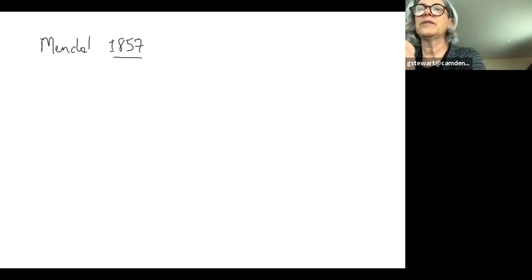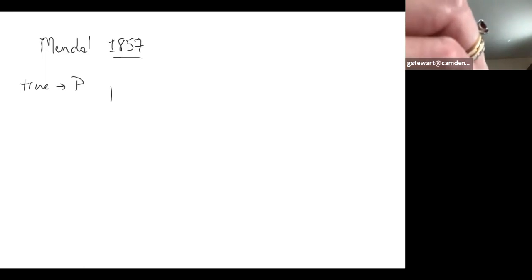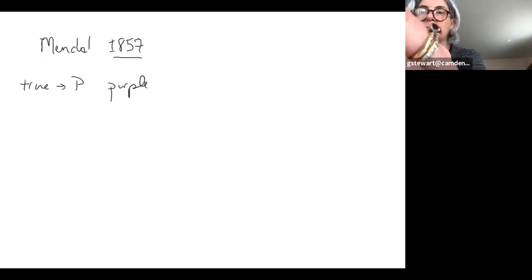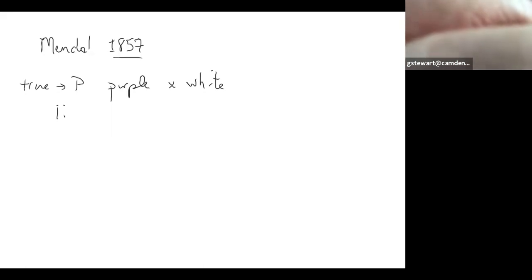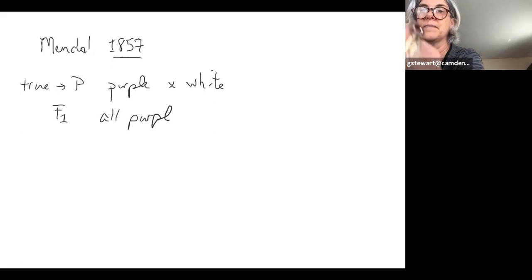And we already went through, right? He took true breeding parents, so those would be homozygous, a pea generation, and he took purple, and it's unfortunate that P is for purple, and we put a little X there, he crossed those with white flowers, right? And we said yesterday that the first generation, all the offspring were purple, right?